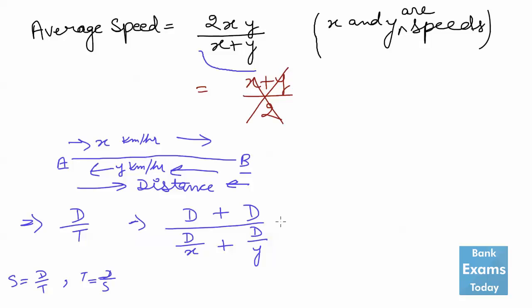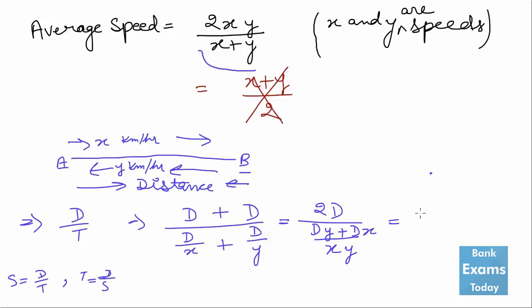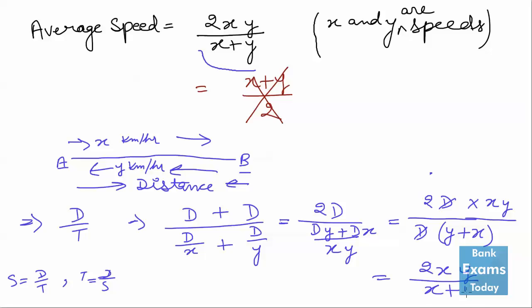So it becomes 2d over (dy plus dx) over xy. So it becomes 2d over d, which is common here, times (y plus x), taken above xy. So d is cancelled here. So what comes out? 2xy over x plus y. So that's the formula to calculate the average speed.